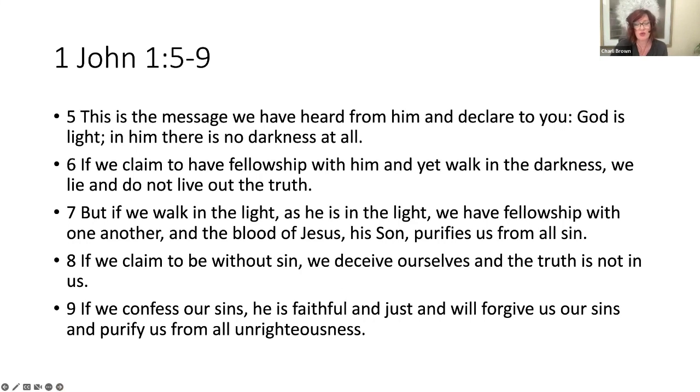1 John 1:5-9, this is the message we have heard from him and declare it to you. God is light. In him, there is no darkness at all. If we claim to have fellowship with him and yet walk in darkness, we lie and do not live out the truth. But if we walk in the light as he is in the light, we have fellowship with one another, and the blood of Yeshua, his son, purifies us from all sin. And if we claim to be without sin, we deceive ourselves and the truth is not in us. I mean, you should be hearing the verbiage of David here. If we confess our sins, he is faithful and just to forgive us our sins and cleanse us from all unrighteousness.